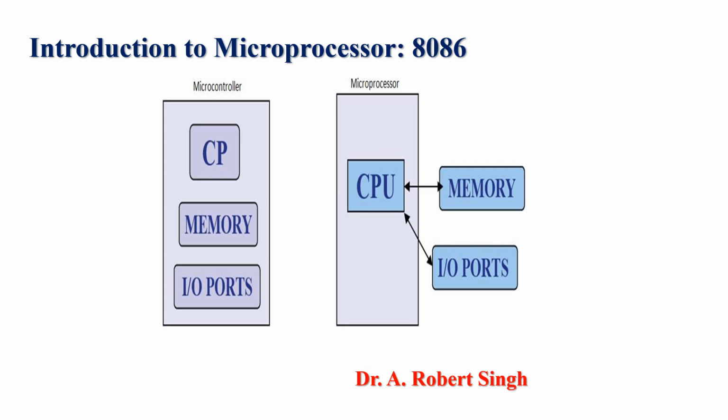Welcome to this video on the 8086 microprocessor. The 8086 is one of the most significant microprocessors in computing history, released by Intel in 1978. It is the foundation for the modern x86 architecture that powers many computers today. In this video, we will explore the architecture, features, and significance of the 8086 microprocessor.